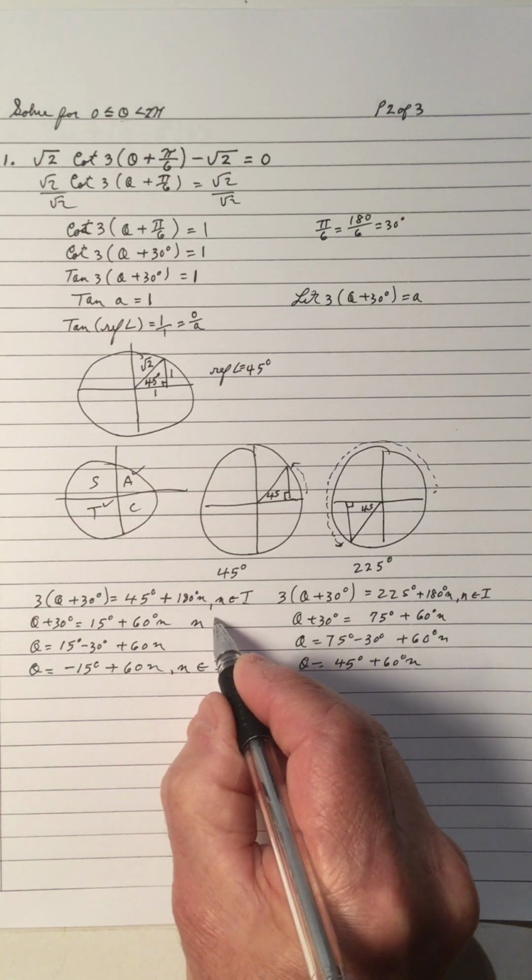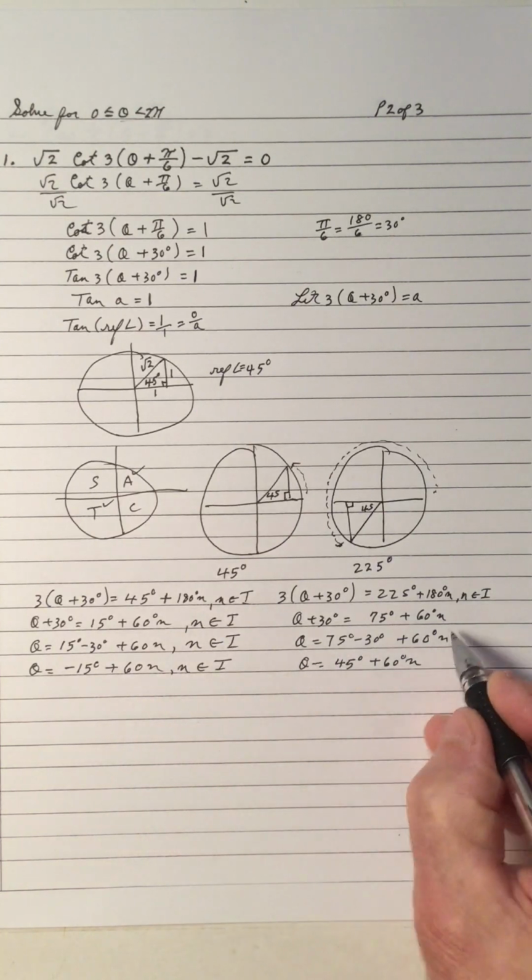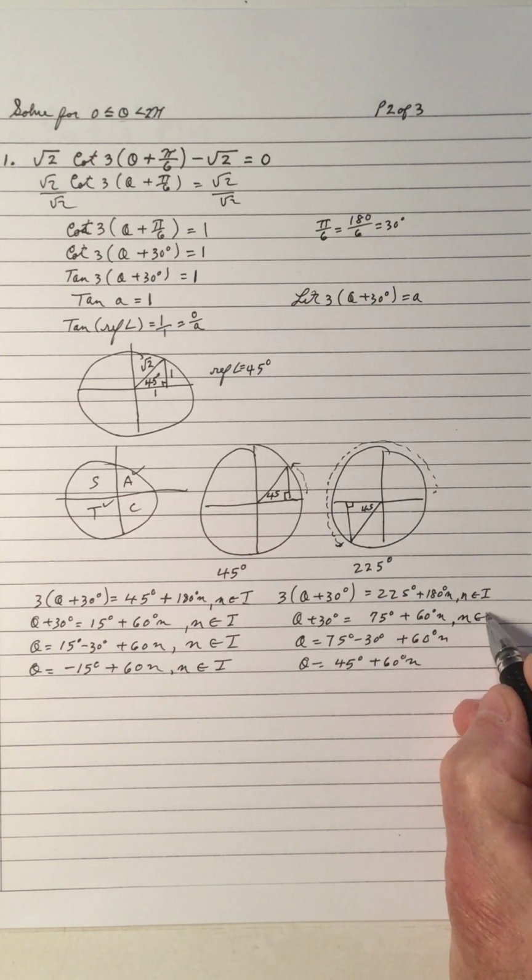Now I could have written it down like this every time, that's when you know what you're doing. So n belongs to the integers.